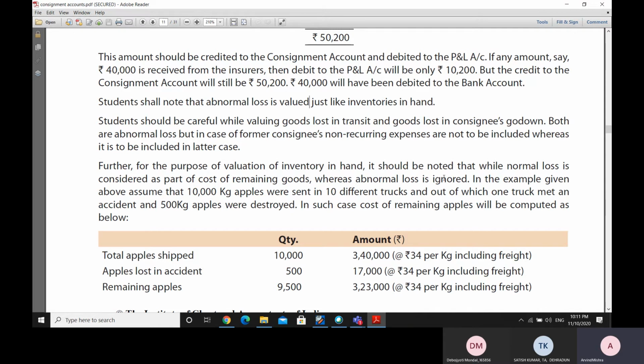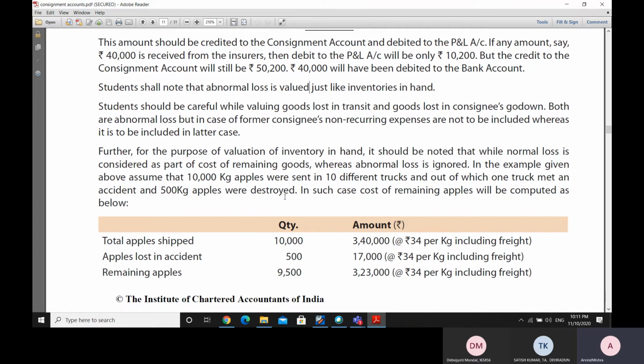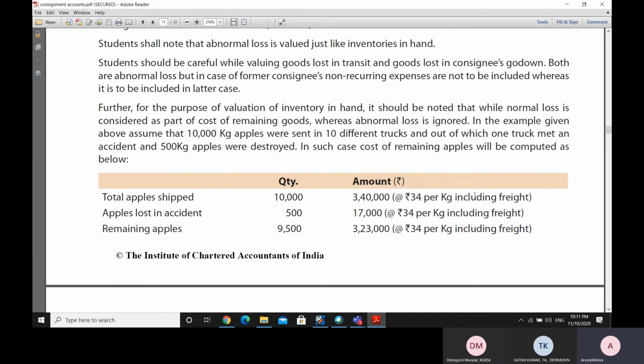So let us say in the example given above, 10,000 kilograms of apples were sent in 10 different trucks. 10 different trucks means every truck had approximately 1,000 kgs of apples. Out of these 10 trucks, one truck had an accident, and from that truck, 500 kilograms of apples were destroyed due to the accident. So we now have to calculate the cost of the remaining apples.